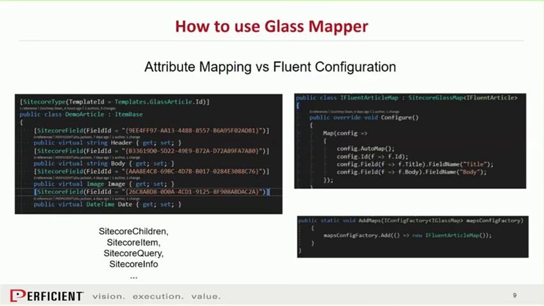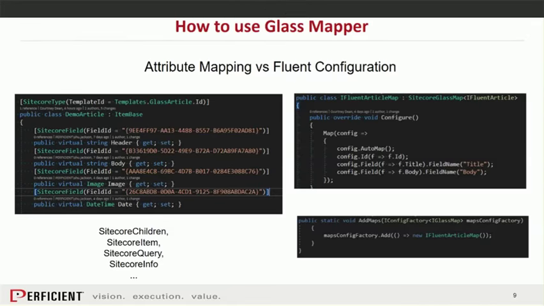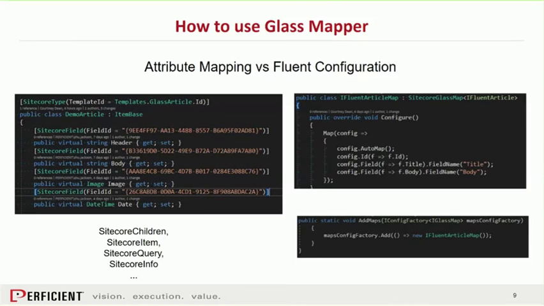Now let's talk about fluent configuration on the right side. For fluent configuration, you will need to add some mapping configuration as shown in the first screenshot on the right side. Then add the configuration to the configuration factory as shown in the second picture. That lives in the GlassMapperScCustom file that was generated when Glass was first installed, which we mentioned in the previous slide. Adding this ties the model and configuration together so GlassMapper can map correctly.